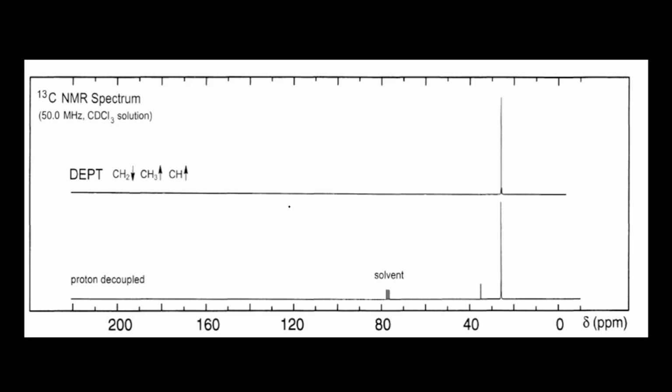Now, this is the C13 NMR spectrum. In the C13 NMR spectrum, two types of spectra are given: one is DEPT and the other is the proton decoupled spectrum. In the DEPT spectrum, as you can see, the two peaks in the upward direction will be due to the CH group and the CH3 group, but there is no peak in the downward direction. It means the CH2 group is missing in our compound. Only the CH3 group or maybe the CH group is present.